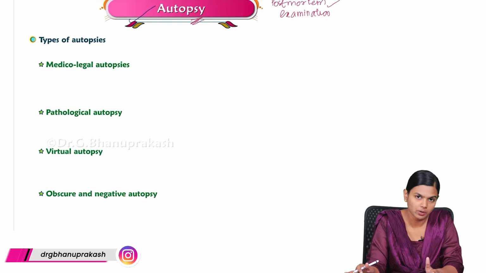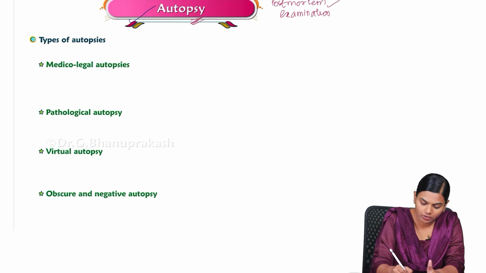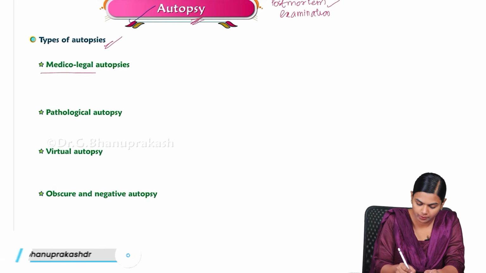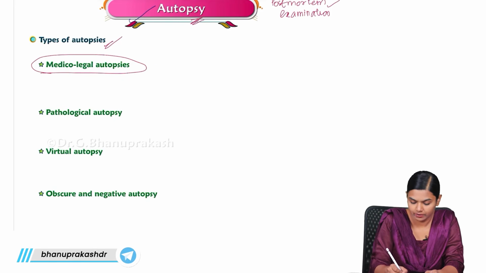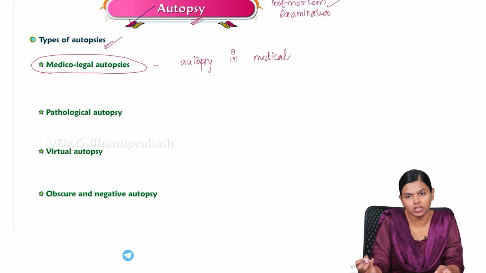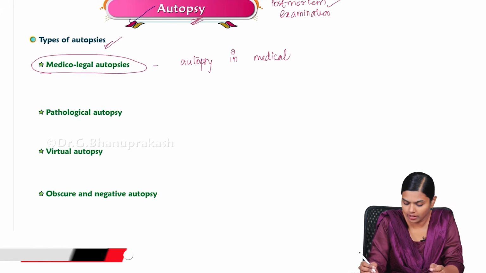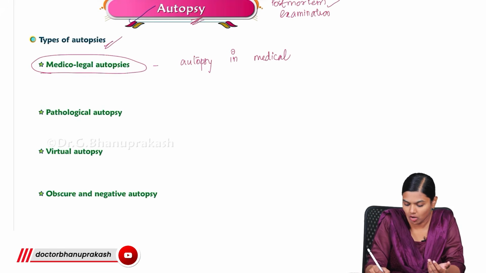And in this post-mortem examination, there are a lot of types. The most common type that we usually do is medico-legal autopsy, that is, autopsy that is done for medico-legal cases. Medico-legal cases means all your injury cases, any accident deaths, any suspicious death, any death in an unnatural manner. For all those medico-legal cases, we will do this medico-legal autopsy.